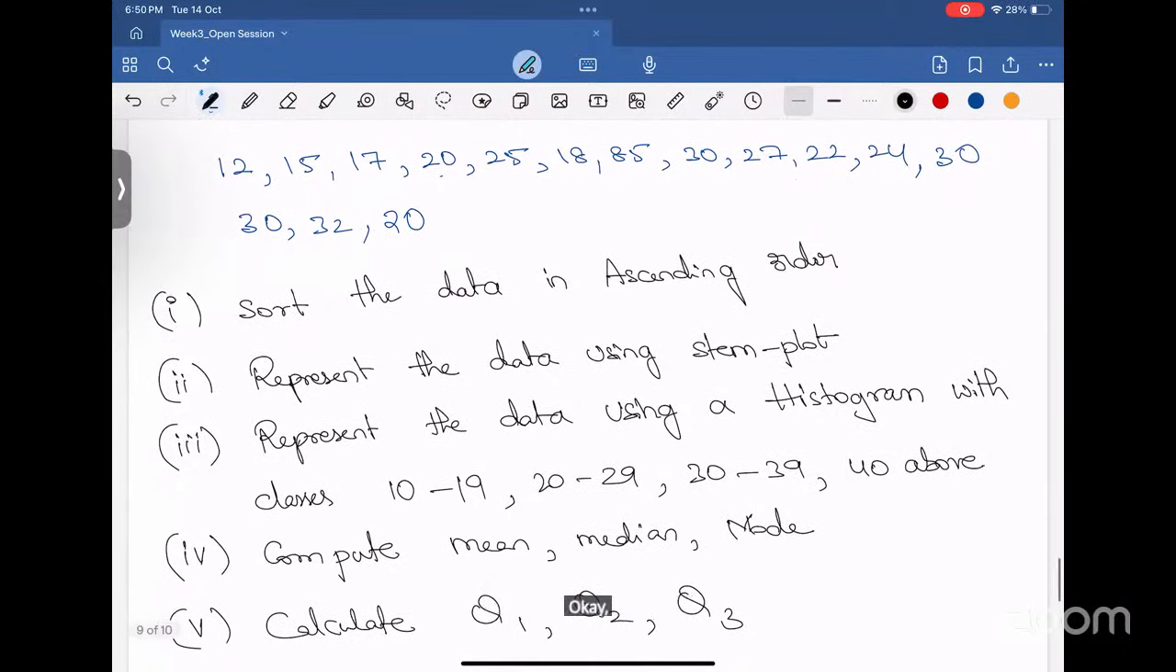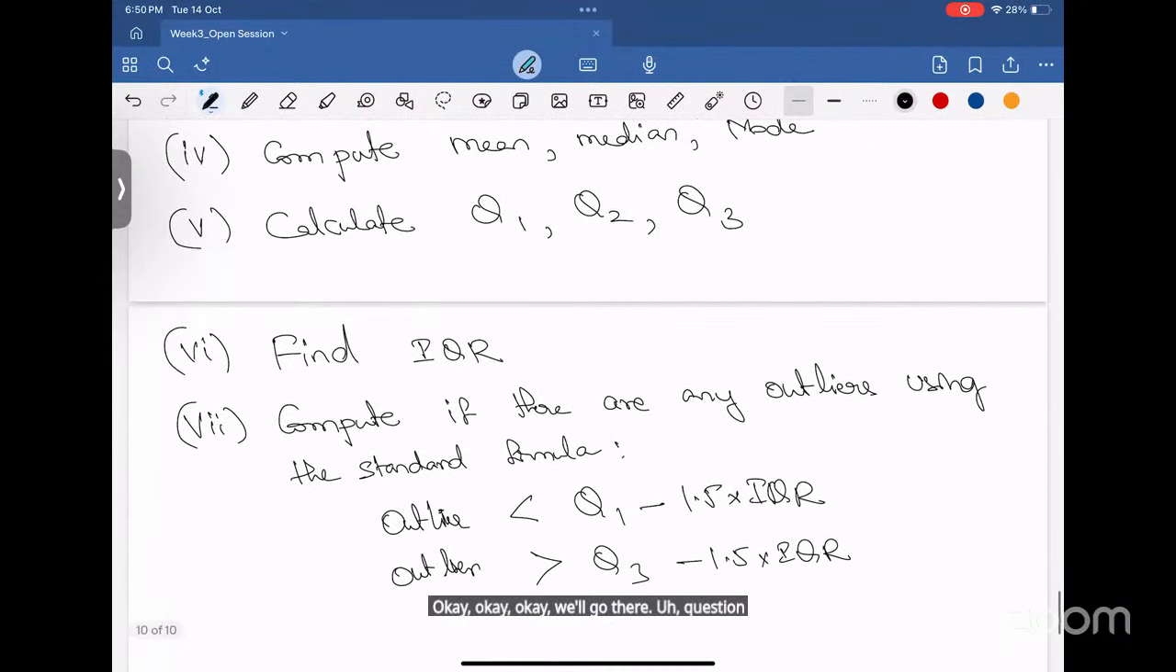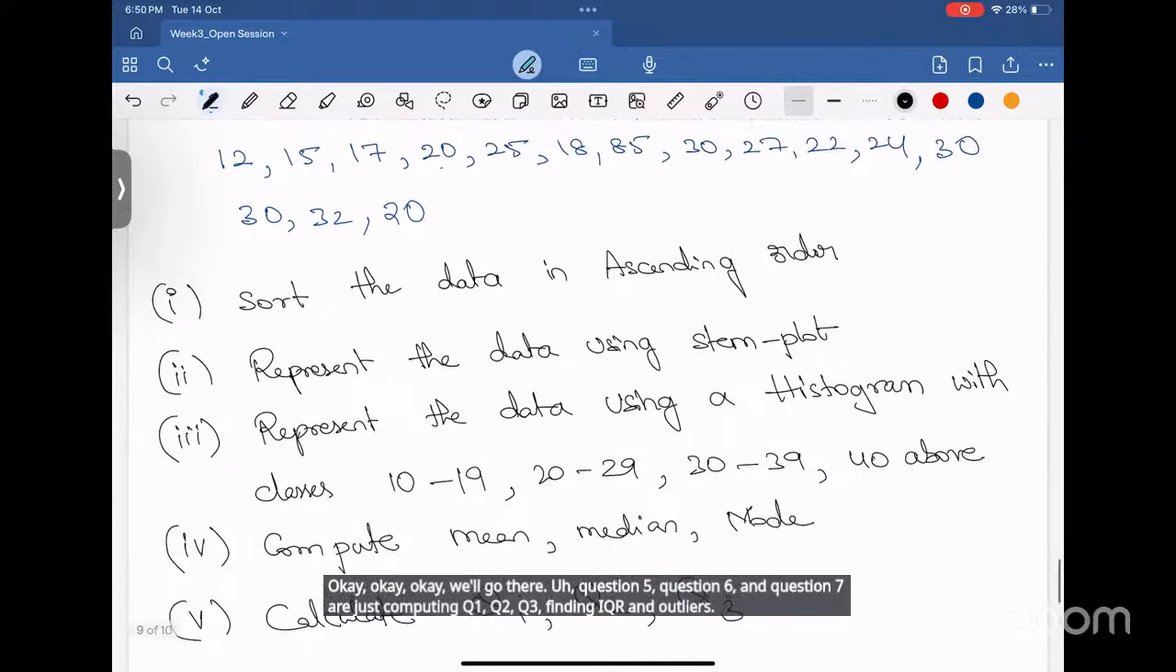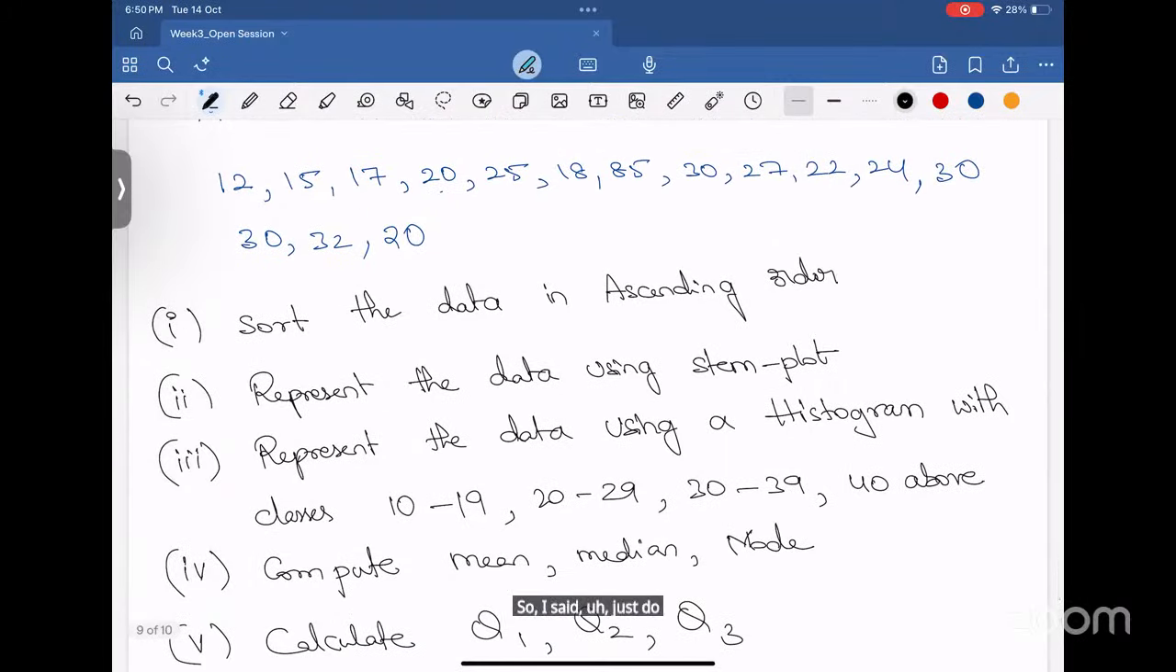Okay. We'll go there. Question 5, question 6, and question 7 are just computing Q1, Q2, Q3, finding IQR and outliers. So I said just do till question 4. Anyway, most of you, I think 1, 2, 3 are fairly straightforward. We can do it, right? So we'll do it now.